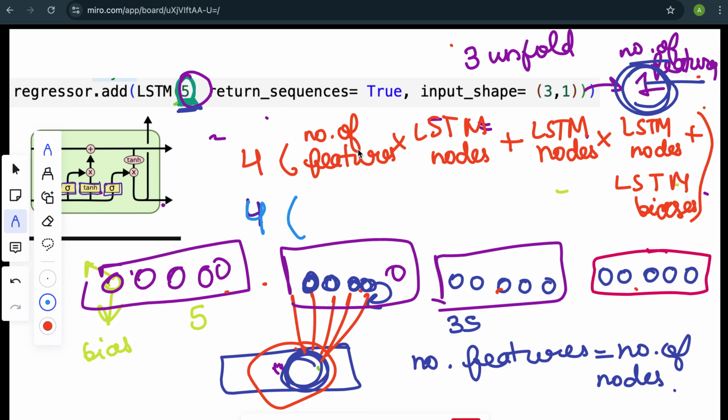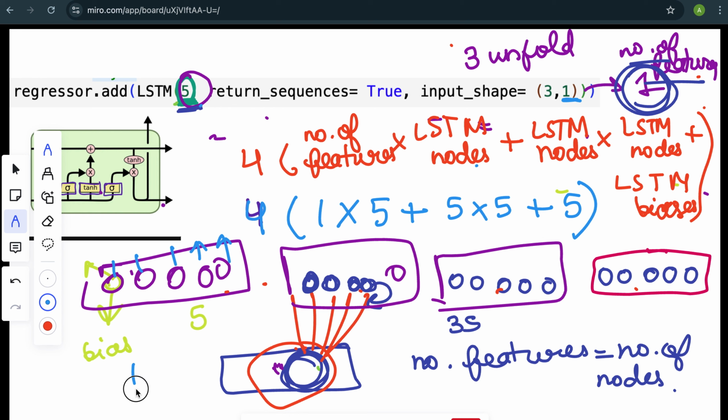So it's 4. Number of features is 1, times LSTM nodes, which is 5. Plus we have the LSTM nodes connection with the LSTM nodes, 5 times 5. Plus now we have LSTM biases, which is equal to 5, because each node will have its own bias. So that is why 5. Calculating everything, we'll get 140. Okay. So now let's try to do it with one more question.